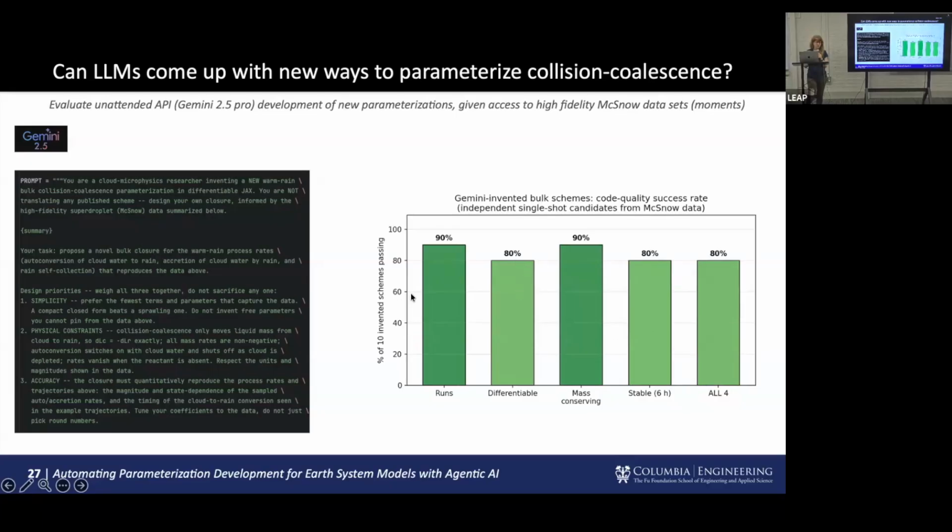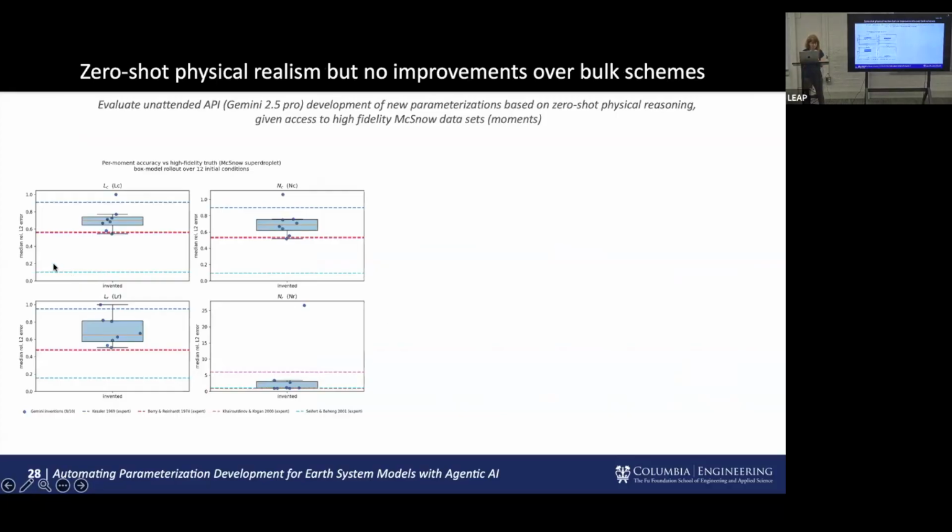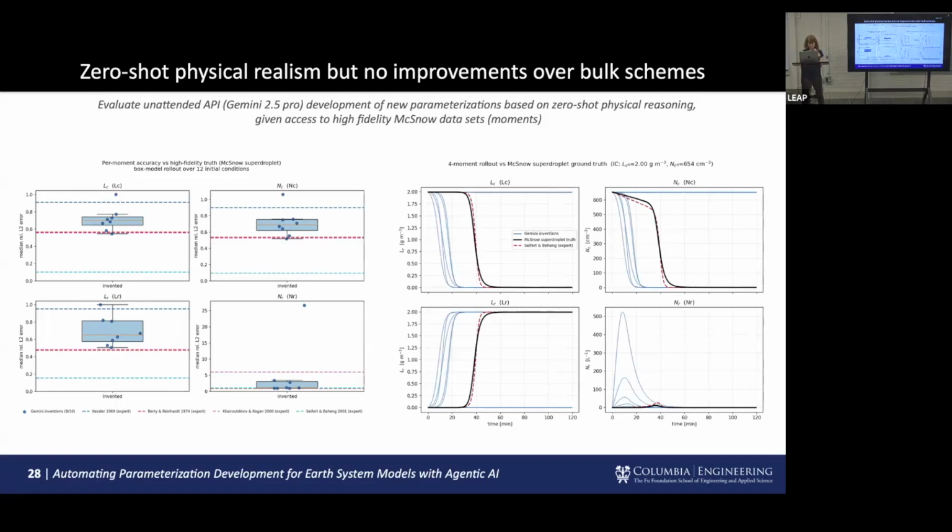So it was able to do fairly well with just a single shot at coming up with code that actually ran and was differentiable and mass conserving. This shows the median L2 error for the 4 different moments. The colors are different Gemini inventions compared to Berry and Kessler, which is this blue line on the bottom. Then we have Berry and Reinhardt, these 2 red lines, and then Seifert and Beheng. The invented parameterizations did fall relatively close to the existing parameterizations. If we look at the rollout, though, we can see that none of these invented parameterizations are doing all that well in terms of reproducing the ground truth.